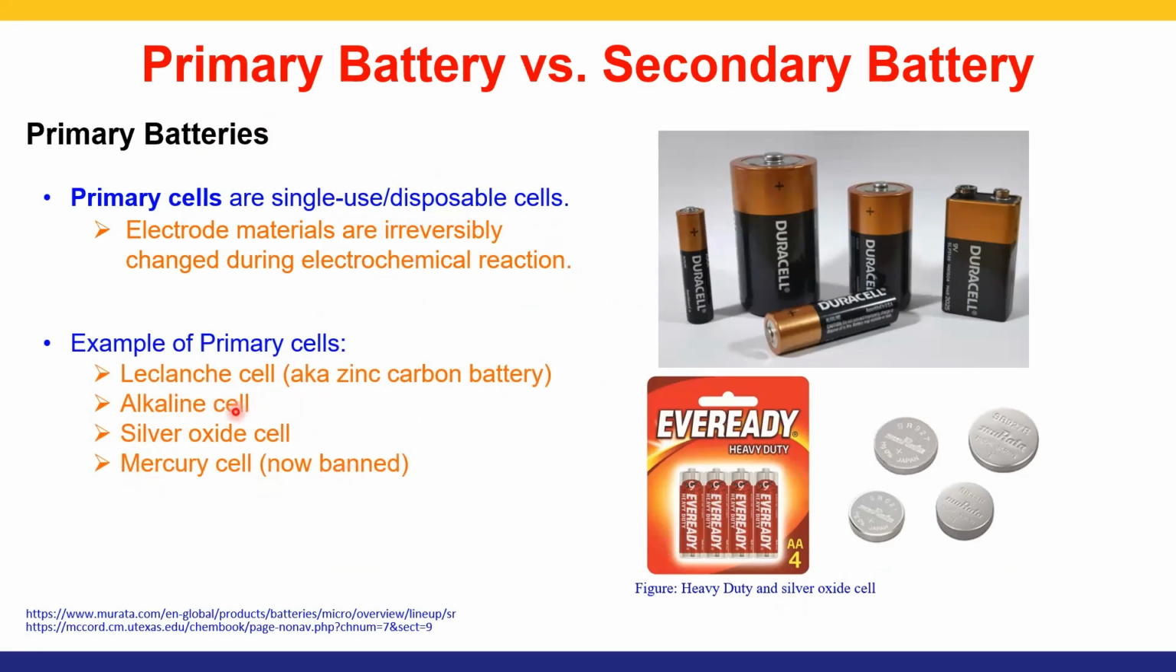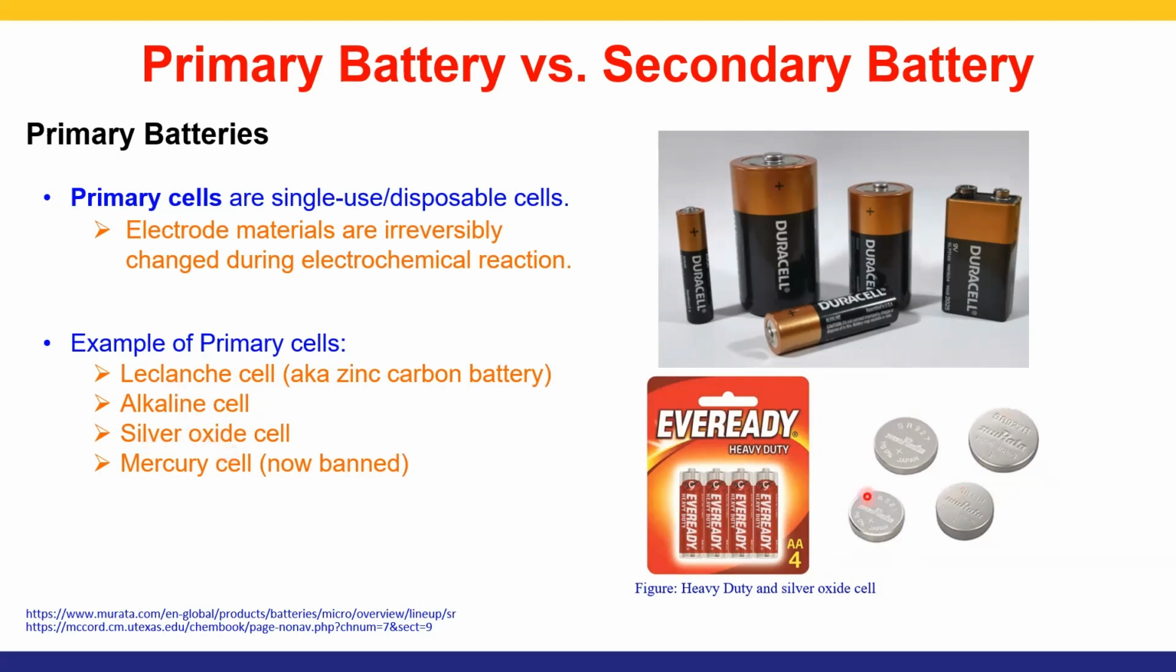The alkaline cell is an improved version of the Leclanché cell. The major difference is the improvement of the electrolyte in the alkaline cell. That is, it uses aqueous KOH, potassium hydroxide, and this is where the name alkaline comes from. Also, the alkaline cell uses porous zinc instead of solid zinc as the negative electrode. Because of the porous zinc electrode, it has a higher specific energy, about 20 to 30% higher than the zinc carbon battery, which is the Leclanché cell.